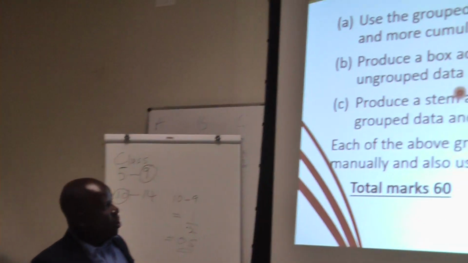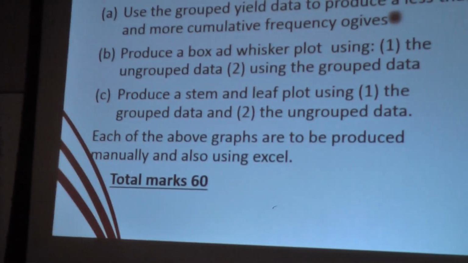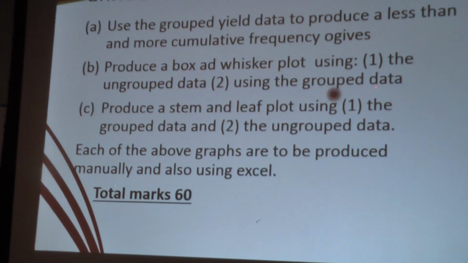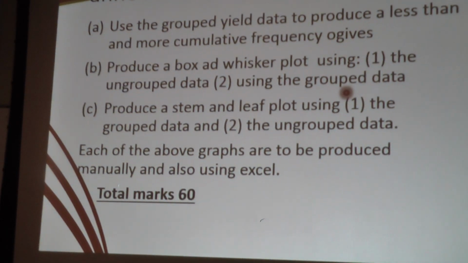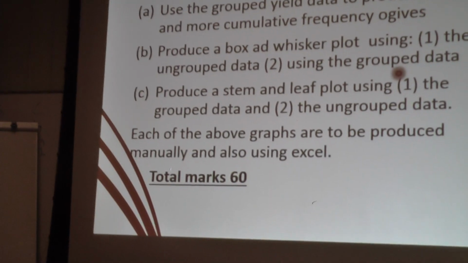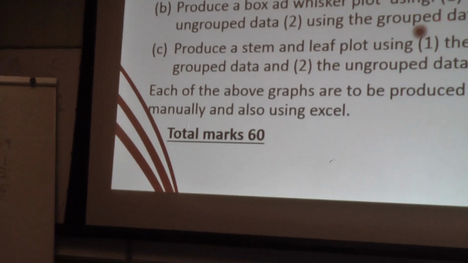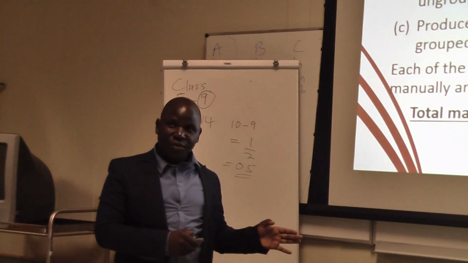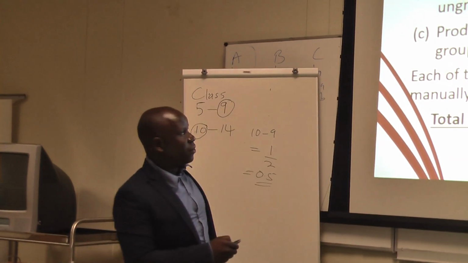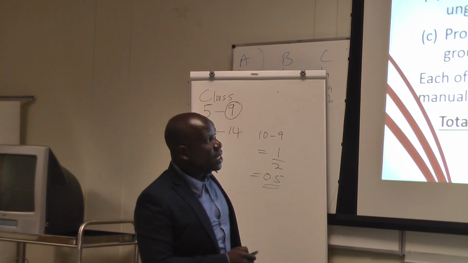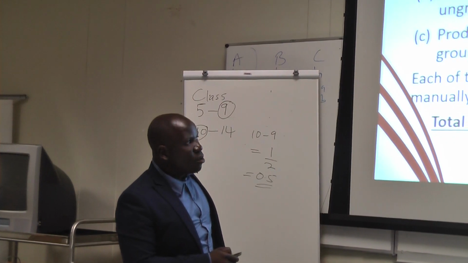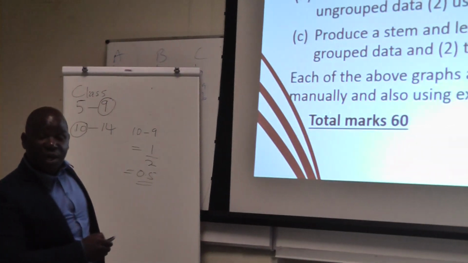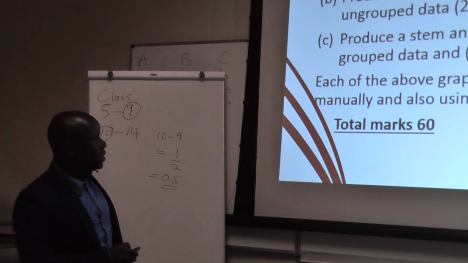And you also know how to produce the box and whisker plot for grouped data. So in other words, you are required to get the lower quartile, the second quartile, the third quartile for grouped data, and also the range, that is the minimum value and the maximum value for grouped data. Produce a stem and leaf plot using 1, the grouped data, and 2, the ungrouped data. We are still referring to the yield data.